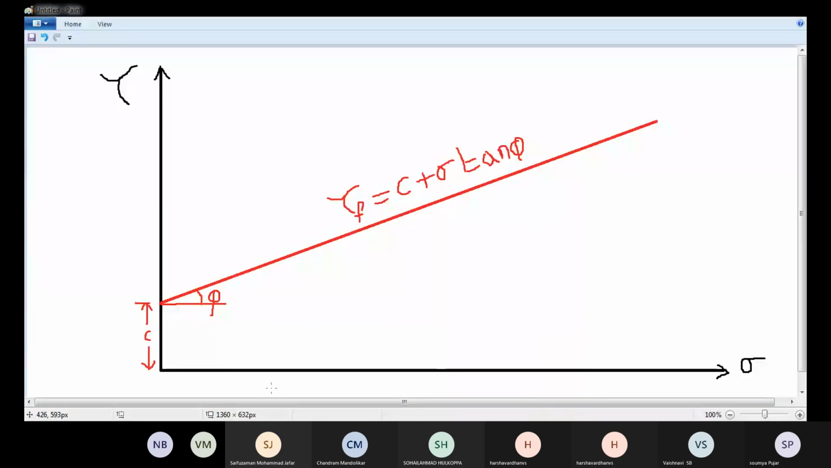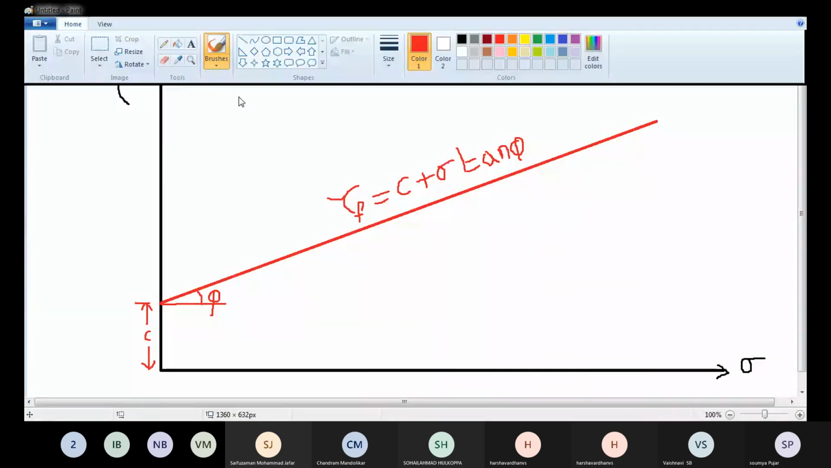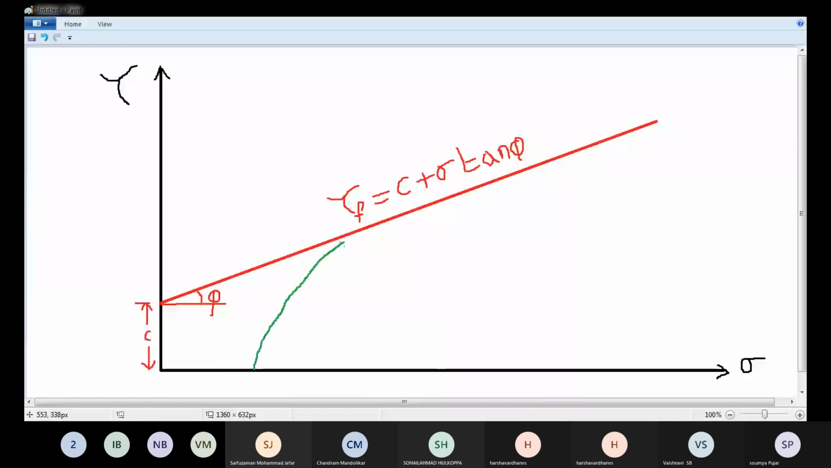Coulomb's theory says that shear stress is a function of normal stress, and this relation is linear. Mohr's theory states that shear stress is a function of normal stress, but this relationship is not linear, but it is curved. It also says that the failure envelope is tangential to the Mohr circle.